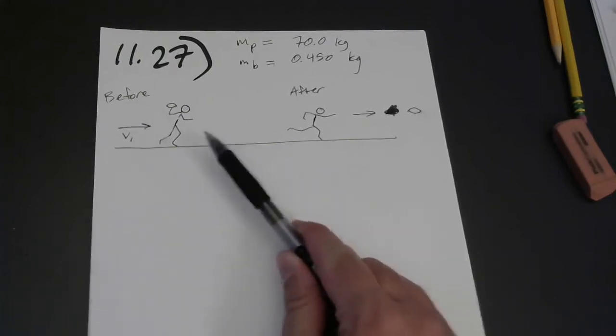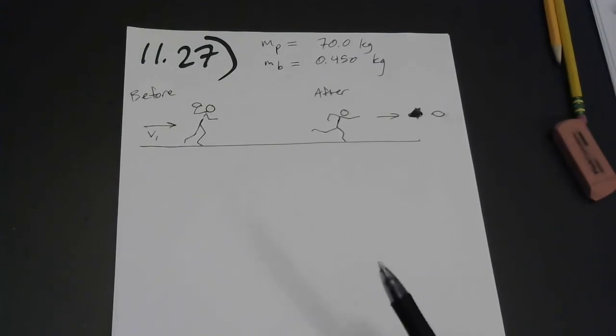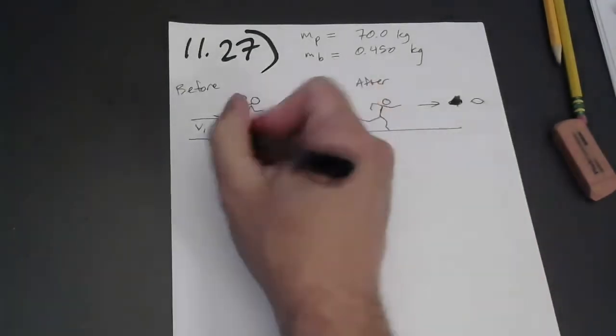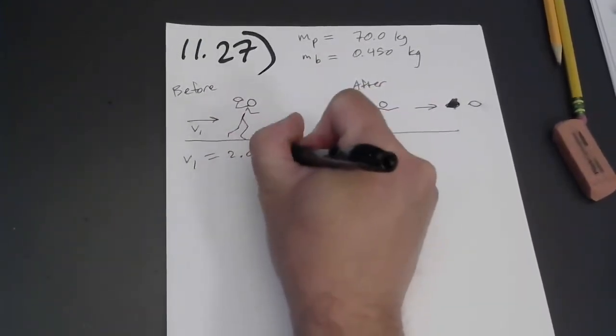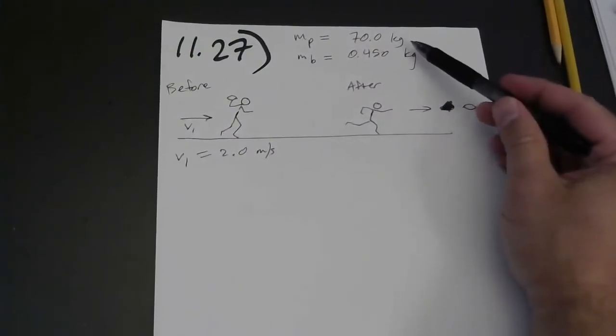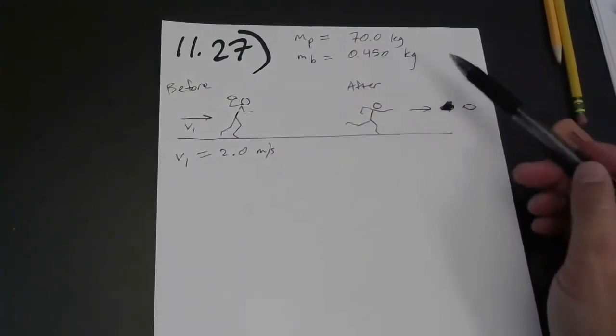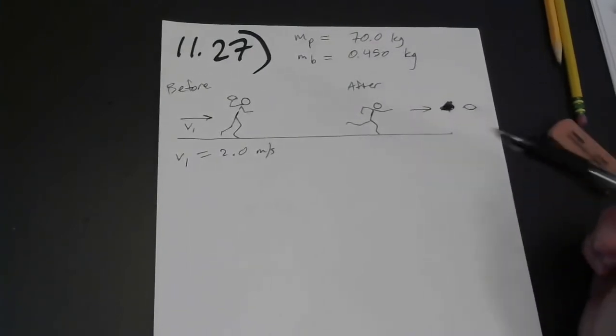And we're given his initial speed. Let me write that down. He is flying along at a modest 2 meters per second while holding the football. So that's something like 5 miles per hour. He's 70 kilograms, which is definitely on the low side for a football player. And his football weighs about 1 pound.